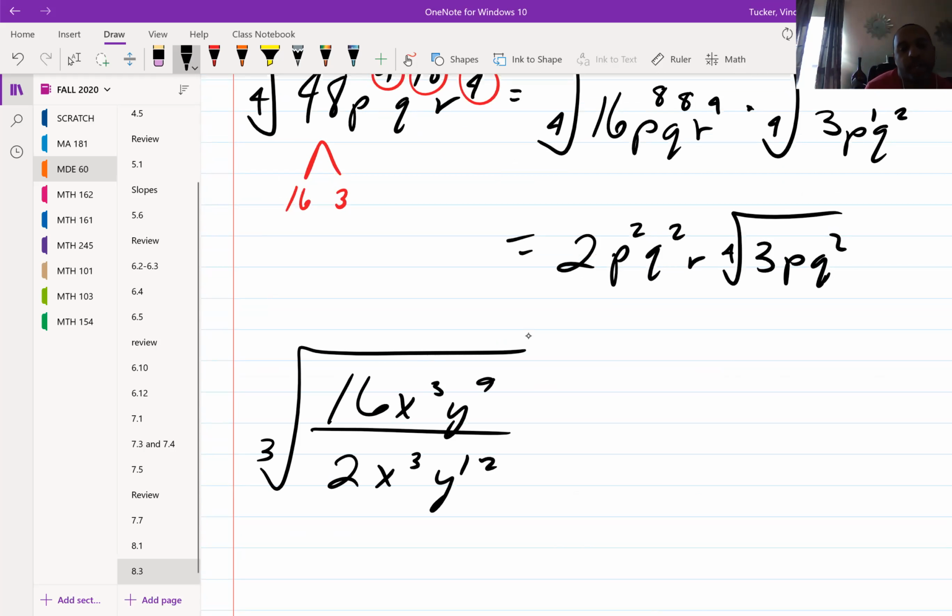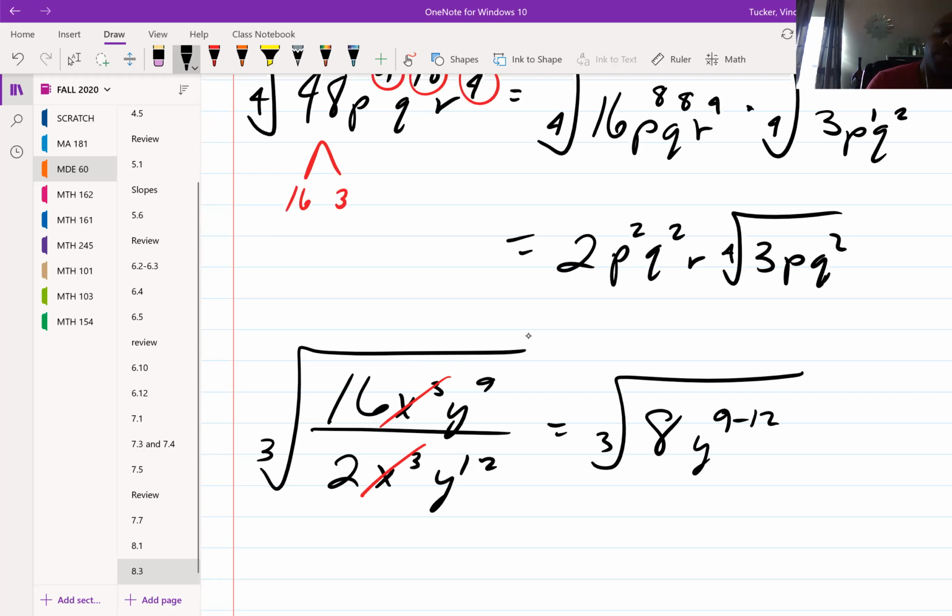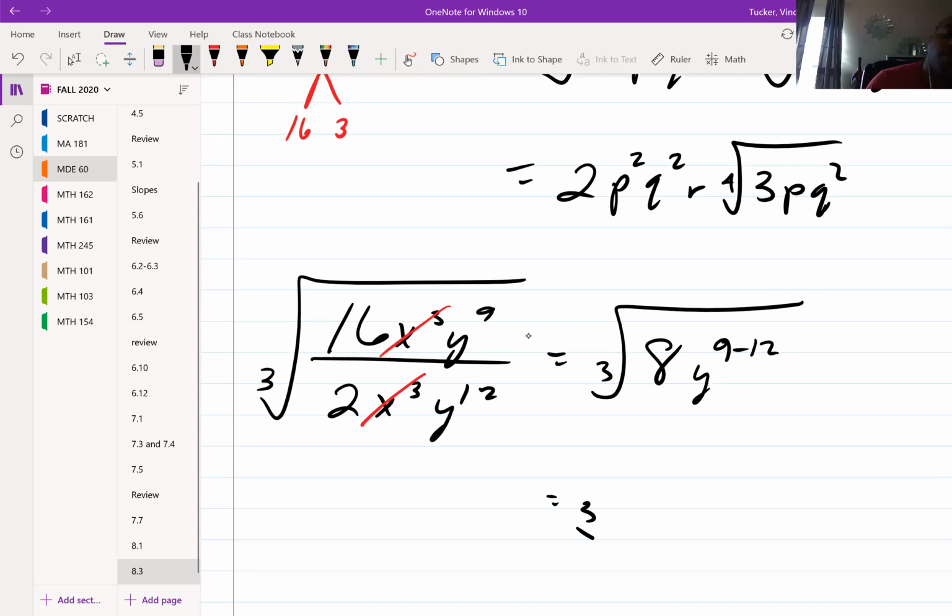All right, so here we have the cube root of 16x cubed y to the 9th over 2x cubed y to the 12th. We can simplify this first, which will make it a lot easier to deal with. 16 divided by 2 is 8. X cubed over x cubed actually cancels completely. And then here, don't forget when you look into your exponents, you're subtracting your exponents. So that would be the cube root of 8y to the negative third power.